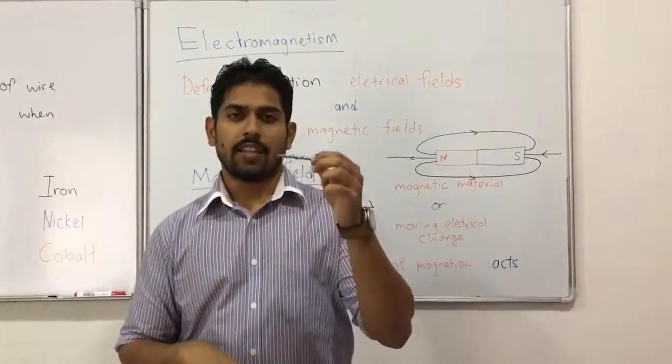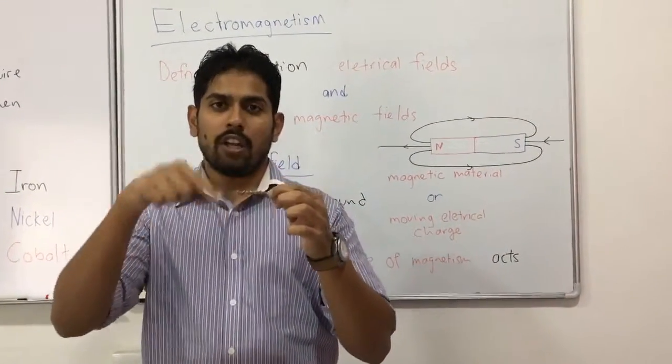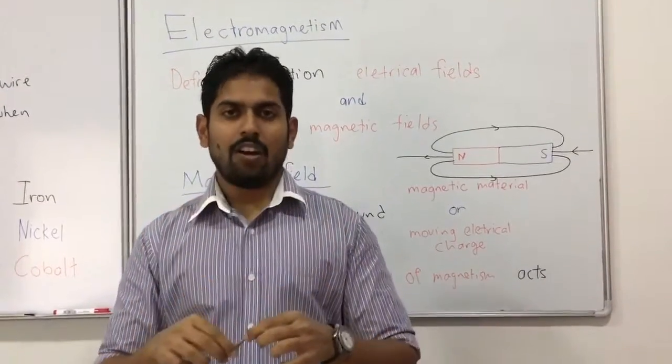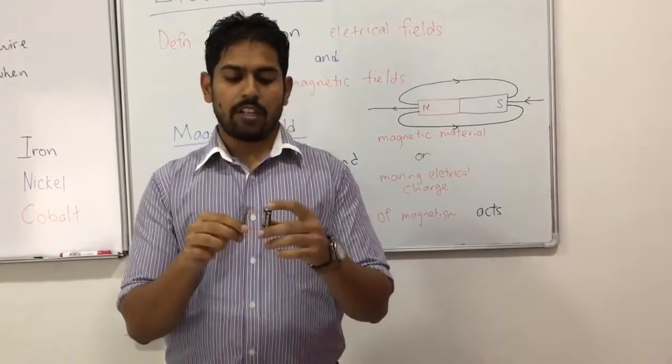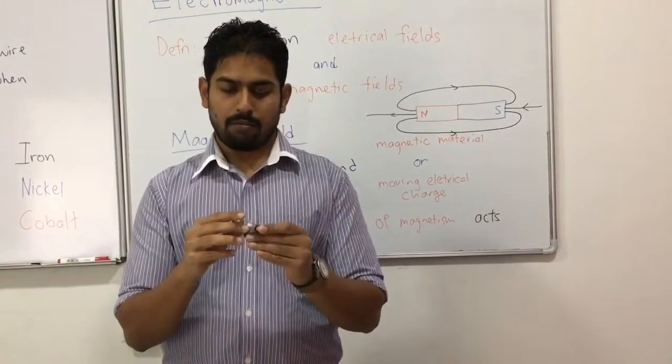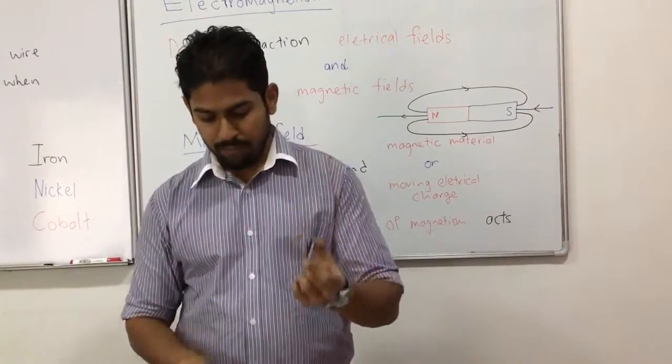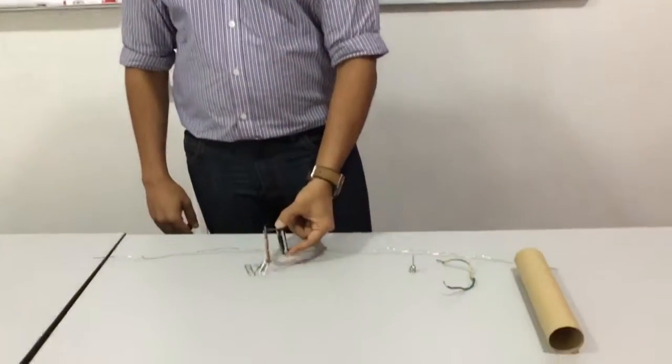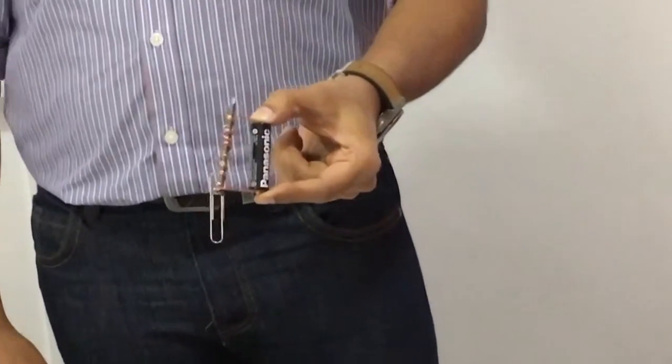What I've taken is an iron nail and coiled copper wire around it. Now as you will see, I will connect it to a battery, a typical AA battery, and you see it can now lift this paper clip.